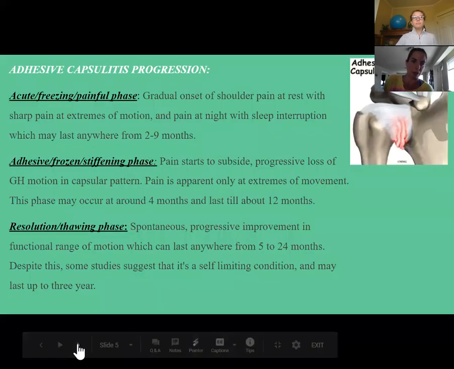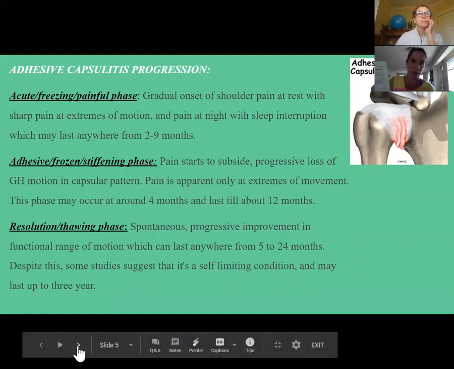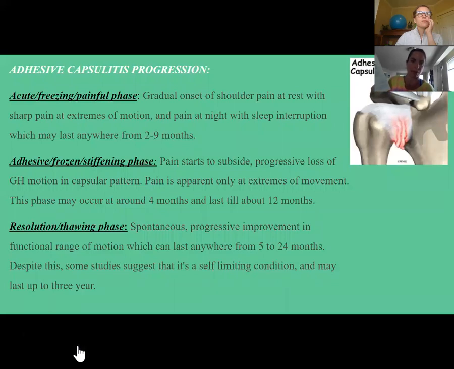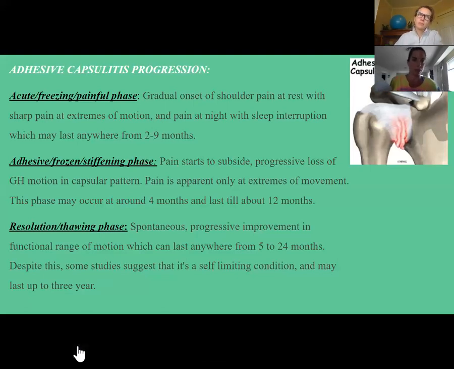So adhesive capsulitis progression is described in 3 phases. We have the acute freezing painful phase, which is the first one. And as I said, it is a gradual onset of shoulder pain. This pain can be felt at rest as sharp pain, as well as during the night with sleep interruptions.